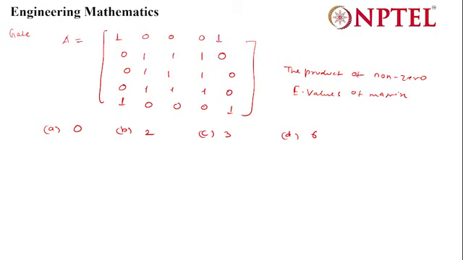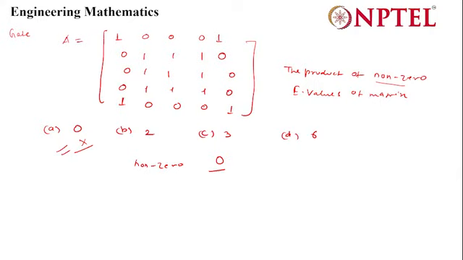So they are asking the product of non-zero eigenvalues, right? So if the eigenvalues are non-zero, their product will never be 0. So how are you getting it? That's why I told you to read the question. First option is already eliminated. After reading the question, you understood what they are asking: the product of non-zero eigenvalues of the matrix. If the values are already non-zero, your answer will not be 0.